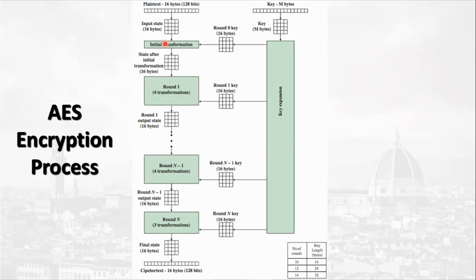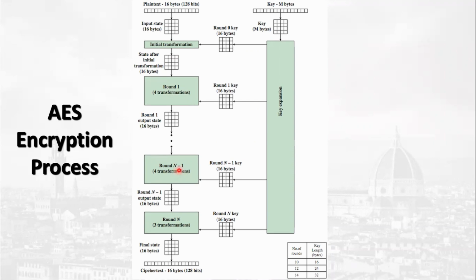So the plain text is 128-bit. Then you prepare a matrix that will be called the input state, S0, S1, and so on. Then you apply some initial transformation, which will change some of the data. Then you put that into the rounds. There are 10 rounds.